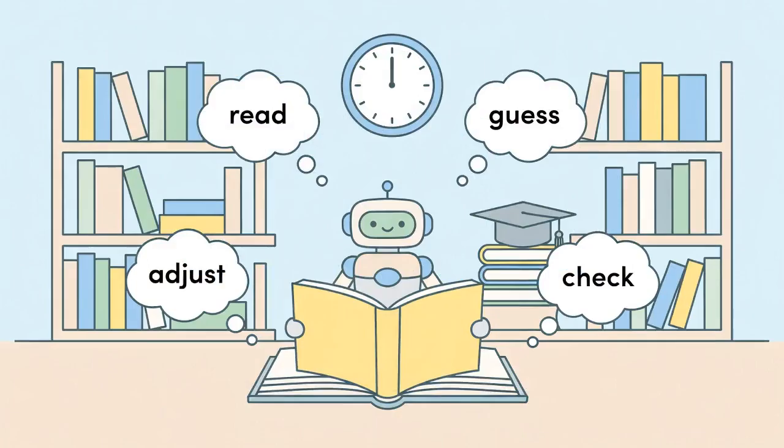It reads a chunk of text, predicts the next letter or word, checks the answer, and adjusts. After millions of rounds, it becomes surprisingly good at predicting. And that is what we call intelligence.